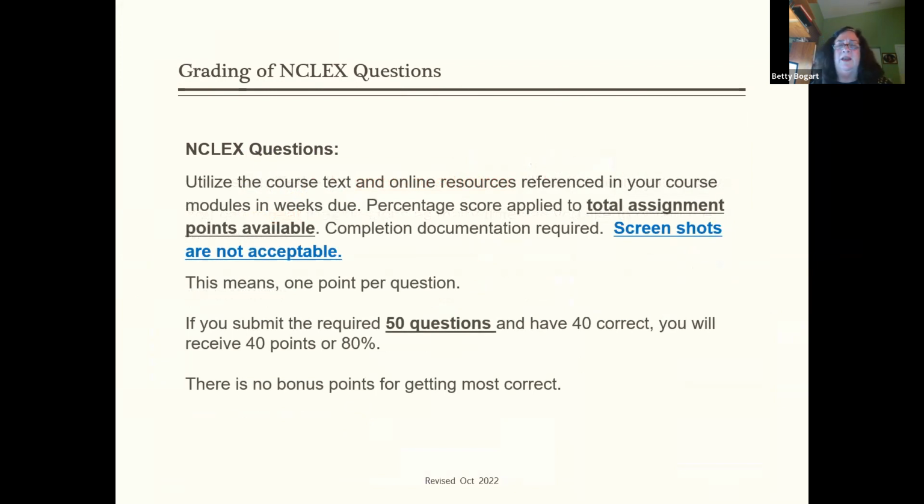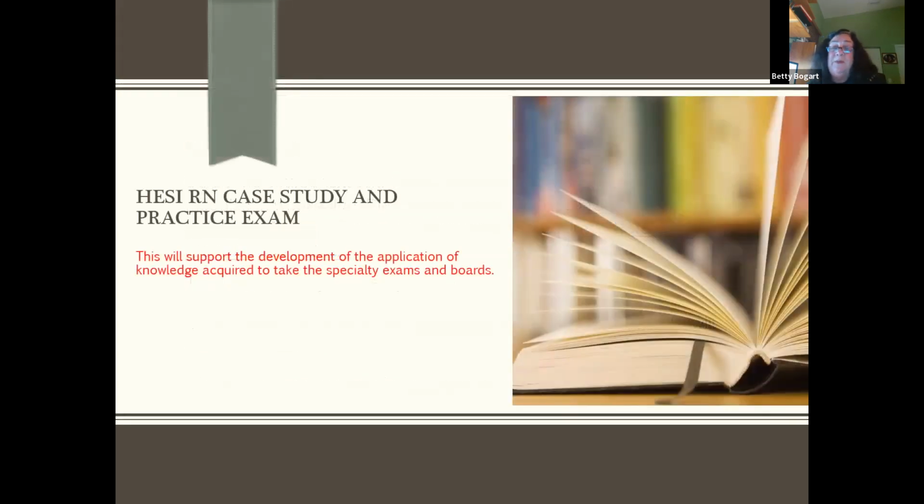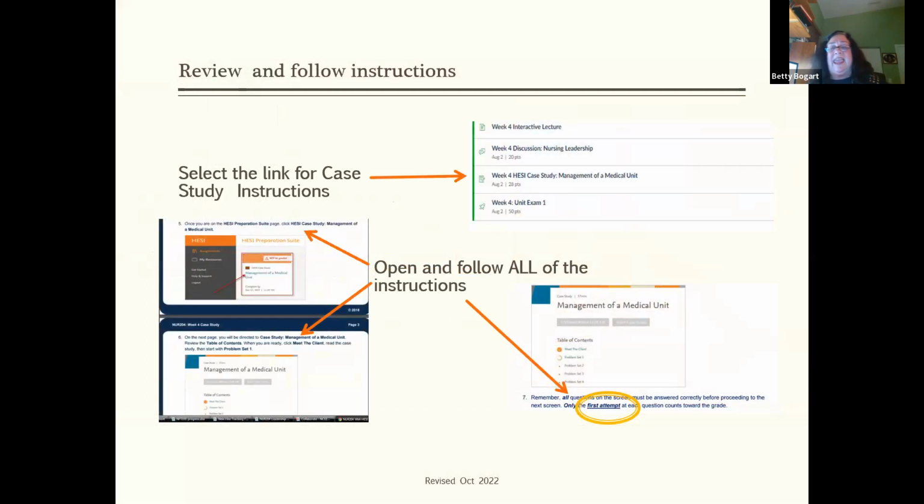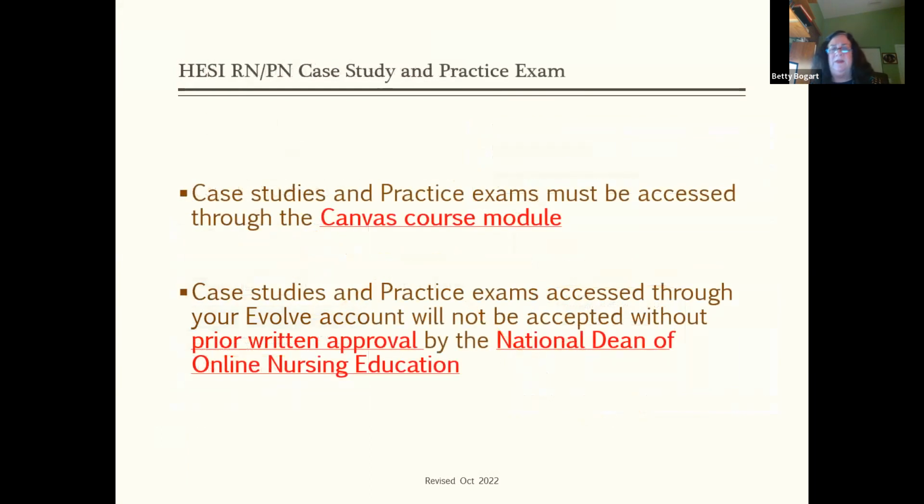Screenshots are not acceptable for anything in this course, whether they're NCLEX questions, case studies, Kaplan, I don't accept any of them. So you can keep them just to be safe, but I won't accept them. Case studies you must do through the modules. And again, it's first attempt only. So as you're doing them, spend time to look at the answers and pick the correct one and get the best grade you possibly can.